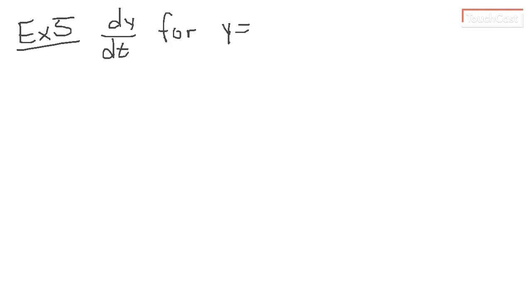So this is example 5. We're going to find dy over dt, which we really just say dy dt, for y equals 2 over t. So that really just means we're finding the derivative of the function y equals 2 over t. So let's do that. We're going to have to use our limit process.